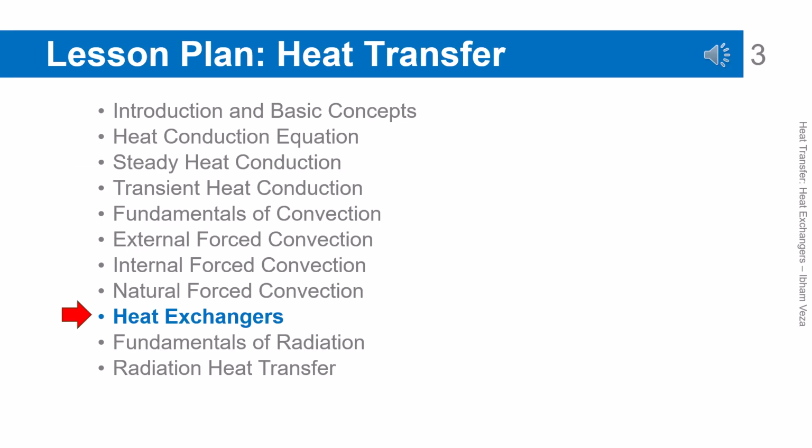Lesson Plan: Heat Transfer. This section shows the position of the heat exchanger topic within the overall heat transfer course. The chapter order indicates that heat exchangers are discussed after conduction, convection, and radiation. This emphasizes that heat exchangers are an integrated application of all heat transfer modes. Students are expected to already have the fundamental concepts. Therefore, the analysis here is applied and systematic.